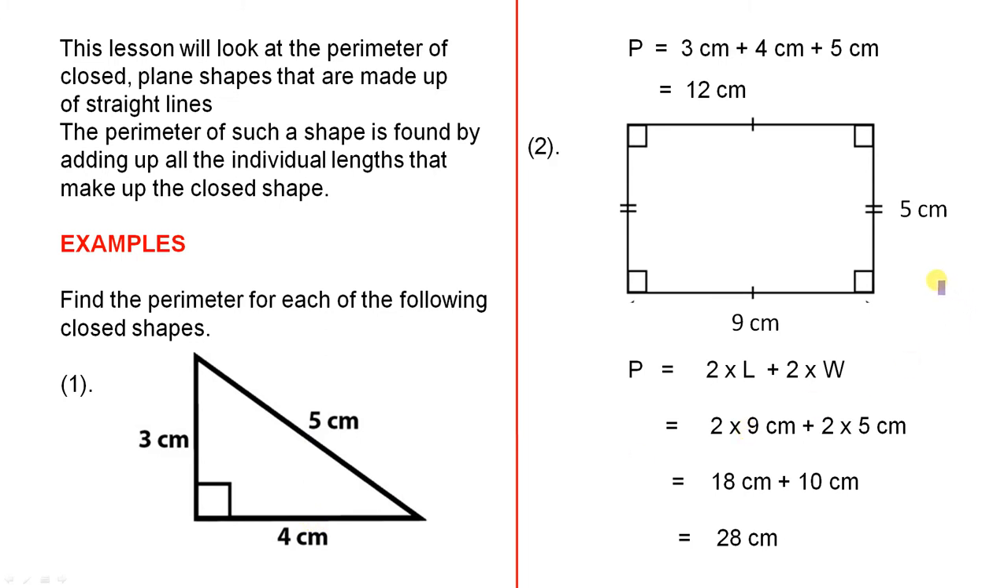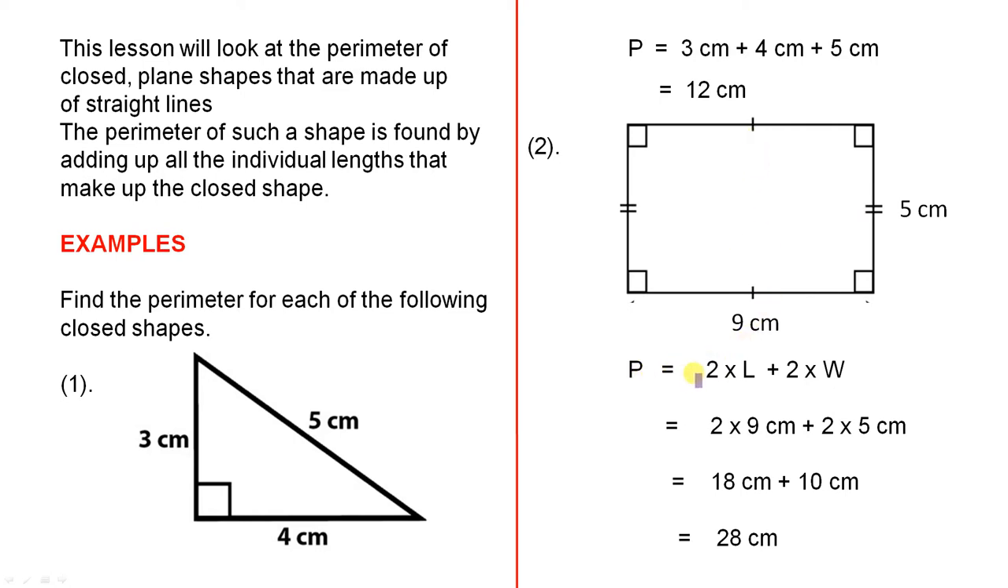The next example is an interesting one. You see all these little symbols here on the corners. That tells you that each of those angles is a right angle. It also tells you that the opposite sides are equal. Now that is a rectangle. So if we have 9 centimetres here, that means we have 9 centimetres there. If that's 5 centimetres, then that's 5 centimetres here. That's what those little marks here tell us. That line is the same length as this one, and this line is the same length as that one.